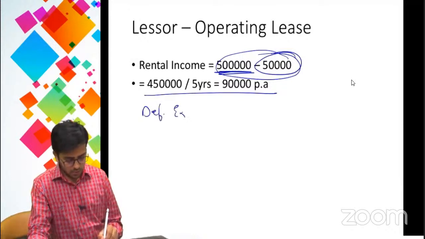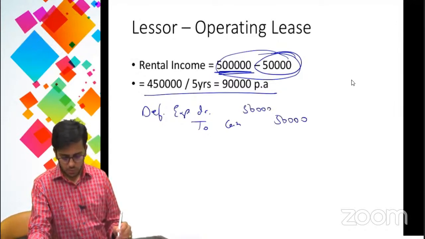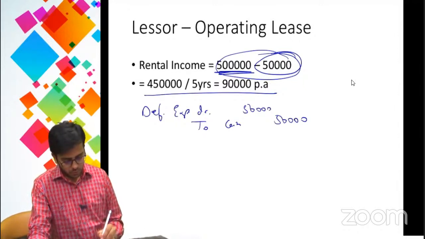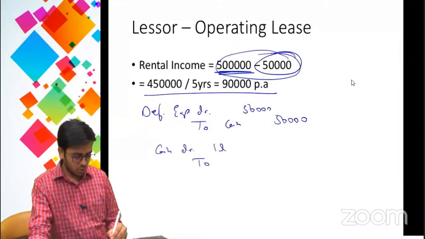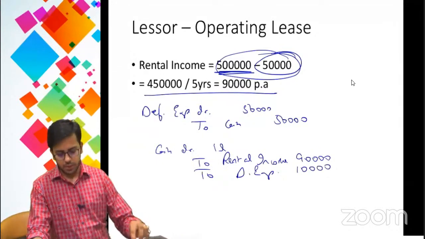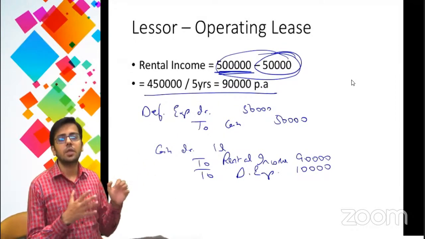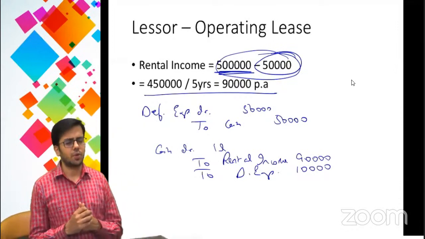deferred expense, credit to cash 50,000. Now, when you get 1 lakh rupees, you will show cash debit 1 lakh, credit to rental income. We are going to only show 90,000 as rental income, and this is the point at which deferred expense of 10,000 rupees will be adjusted. The deferred 50,000 rupees will be adjusted in this pattern, and only rental income of 90,000 rupees will appear in your profit or loss statement.